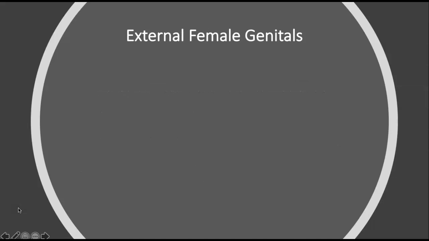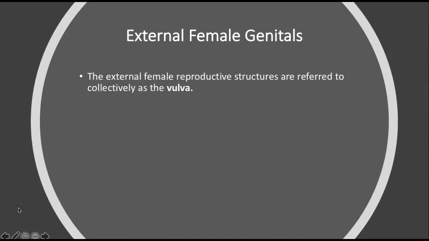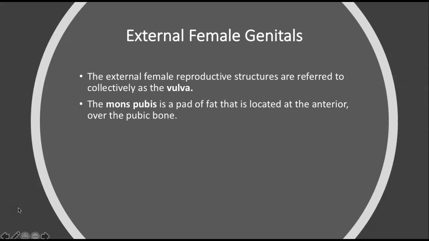So the external female genitals first. The external female reproductive structures are referred to collectively as the vulva. This is sometimes where colloquially we get this wrong, where we call the entire subset of the genitalia the vagina. But what you'll see is that the vagina is actually only a relatively small inner portion of the entire subset. And so everything that's external, collectively we call it the vulva. The first that I'll talk about is the mons pubis, which is a pad of fat that's located at the anterior over the pubic bone.